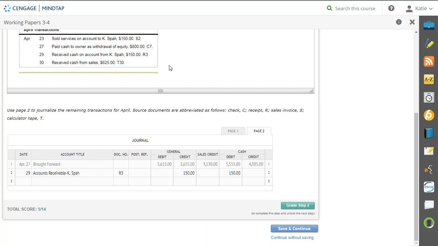Then we have April 30th, receive cash from sales. Riley, what 2 accounts are going to be affected? Is there a special column for sales? Is there a special column for cash? So what do we put in our account title? Very good. Thank you. We're going to put the date of the 30th.